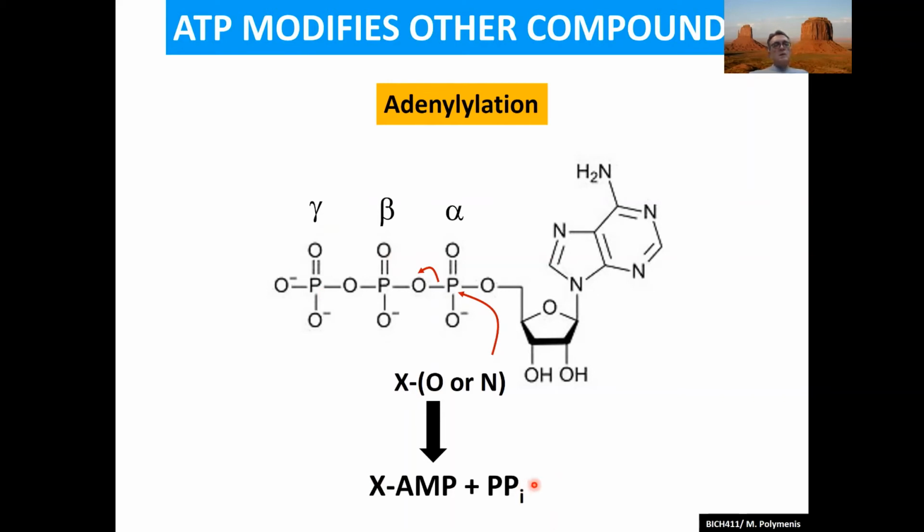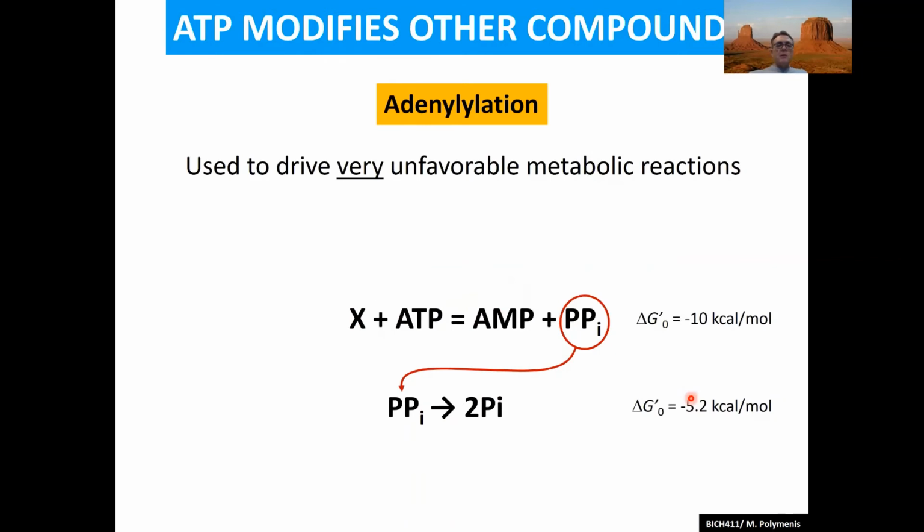This is an extremely favorable reaction, because the pyrophosphate, so you see the delta G here is minus 10 kilocalories per mole, more than ATP hydrolysis. And then even more than that, the pyrophosphate is very unstable, so it will be immediately hydrolyzed to give you two phosphates. You have a huge release of free energy. This is done to drive very unfavorable reactions. Really, you are paying a lot to activate this X.